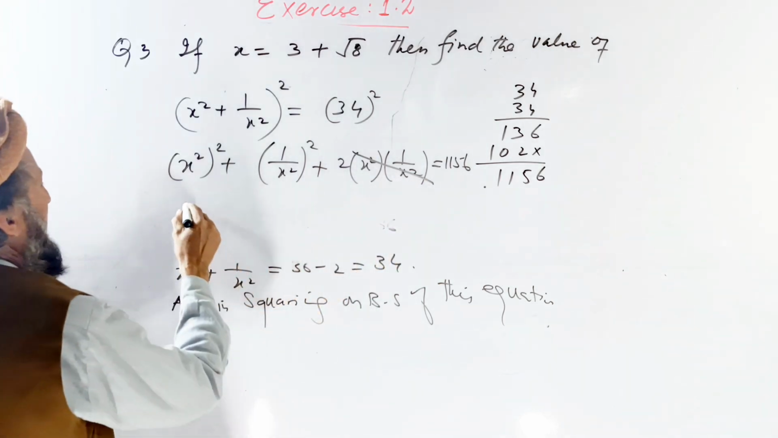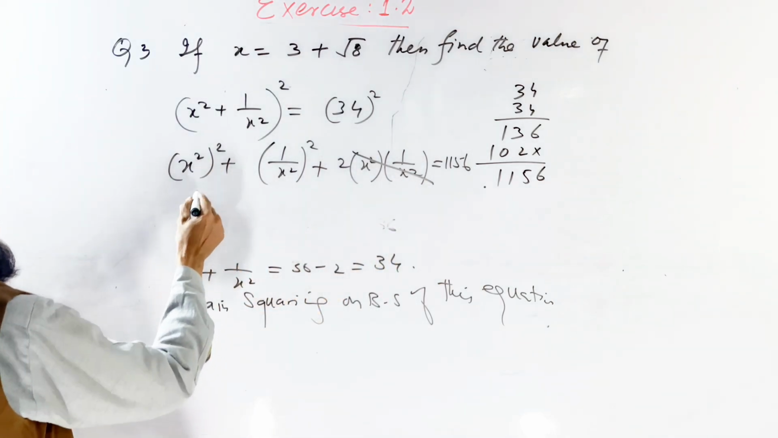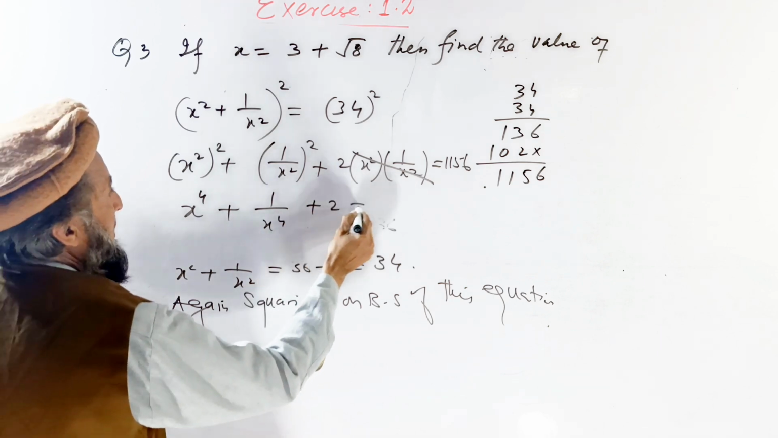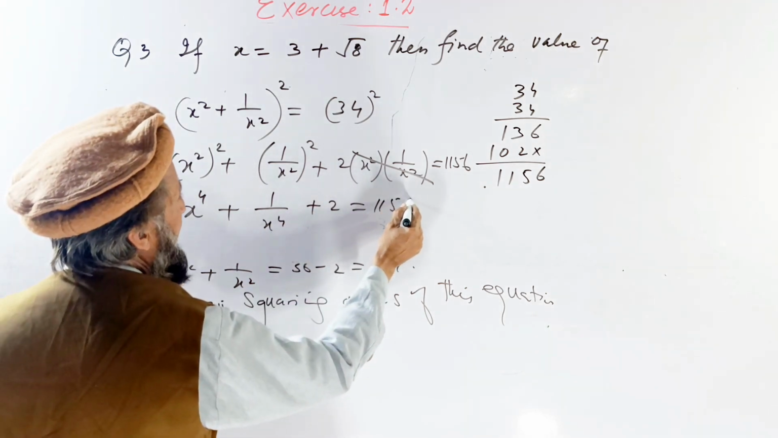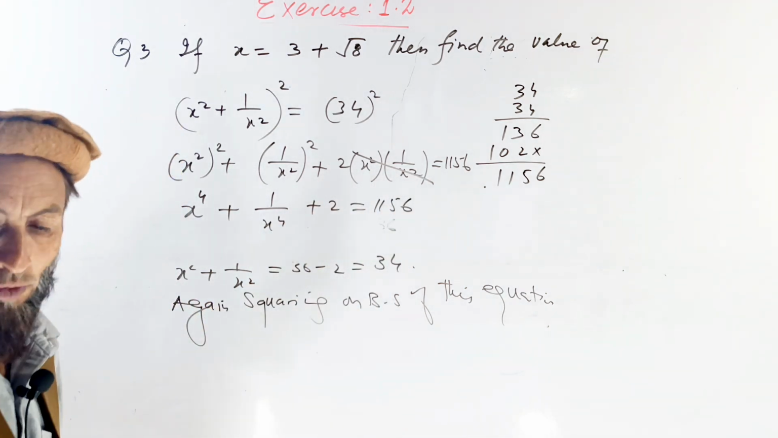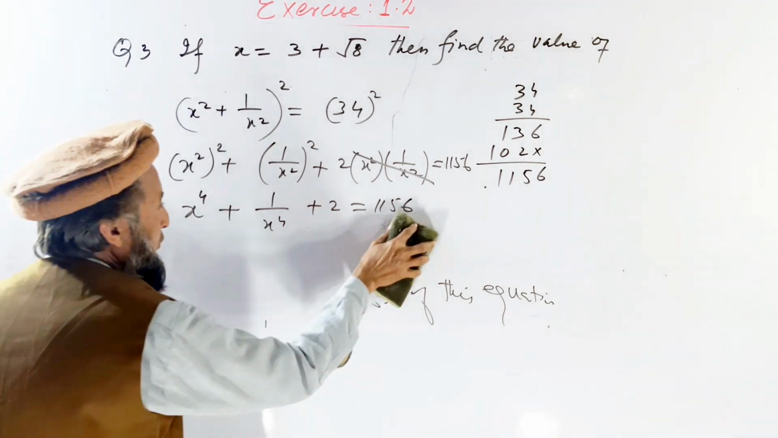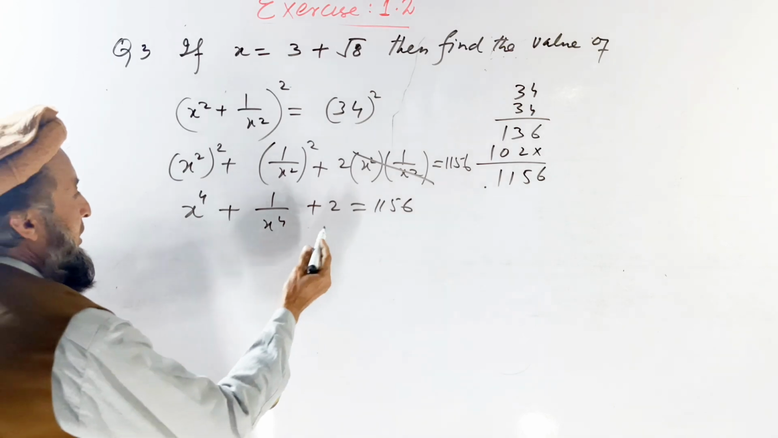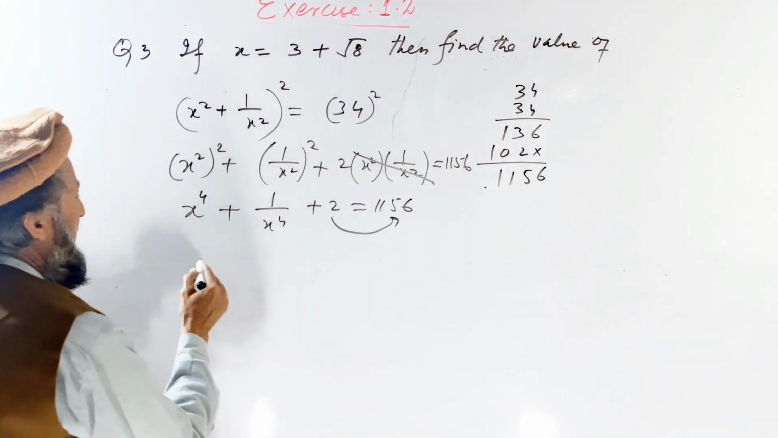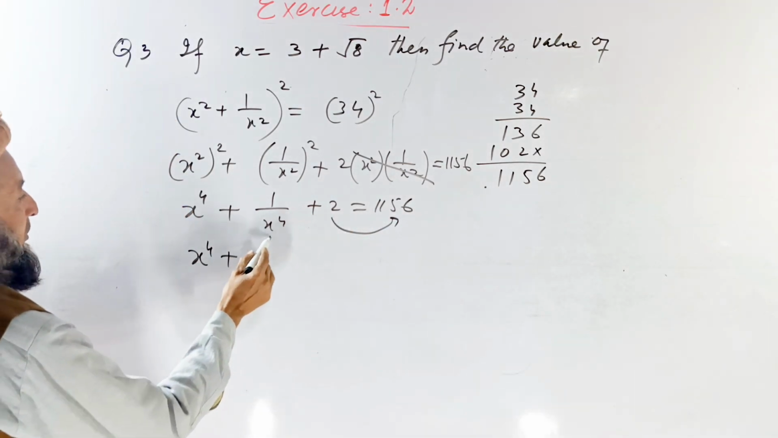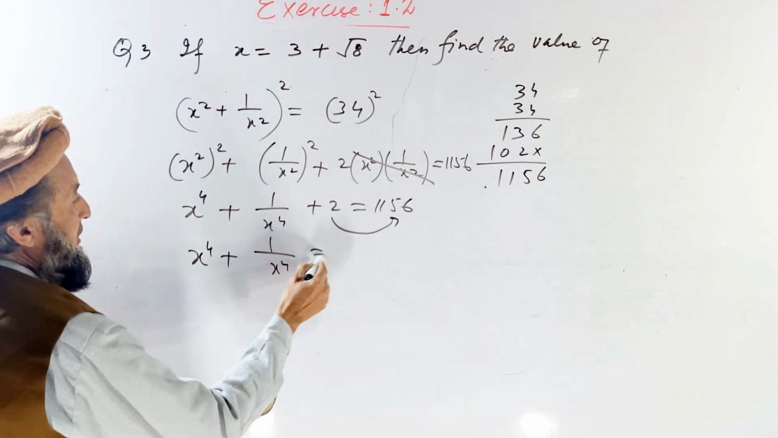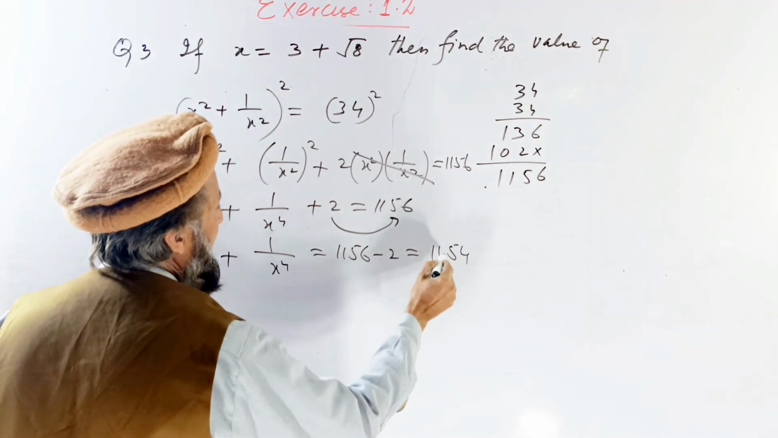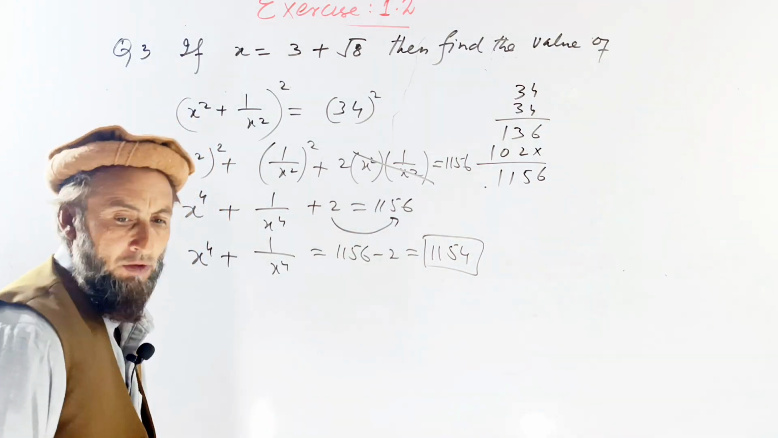Both are cancelled. This will be, according to the exponent, x to the power 4 plus 1 over x to the power 4 plus 2 is equal to 1156. Now we subtract 2 from each side of this equation, or we change this to the right side and the sign is also changed. x to the power 4 plus 1 over x to the power 4 is equal to 1156 minus 2. We get 1154, which is the answer of the fourth part.